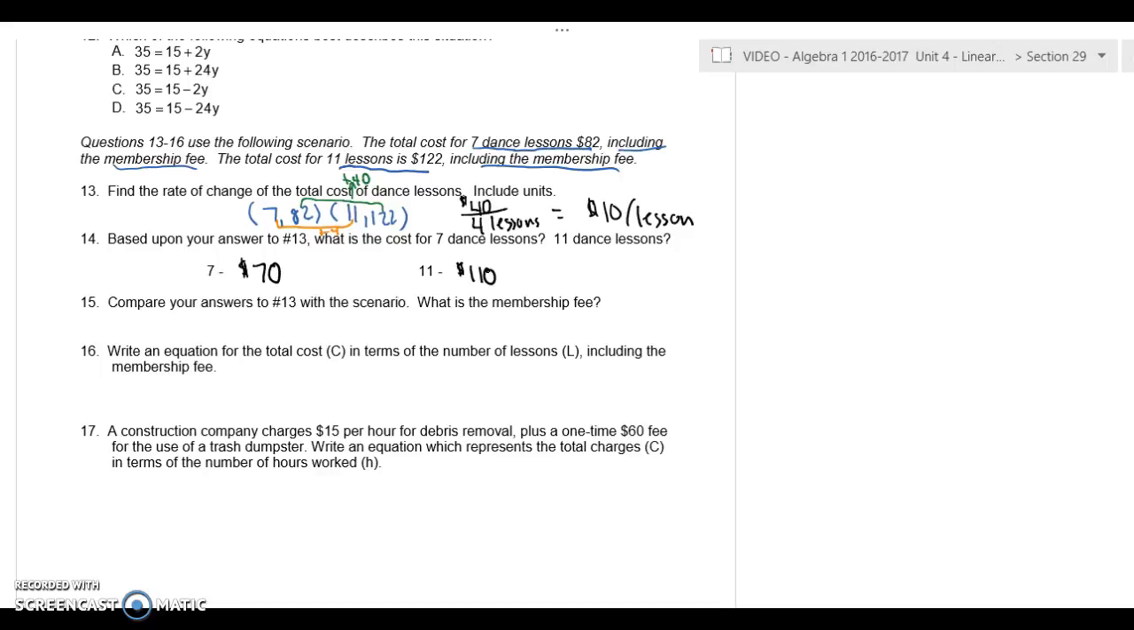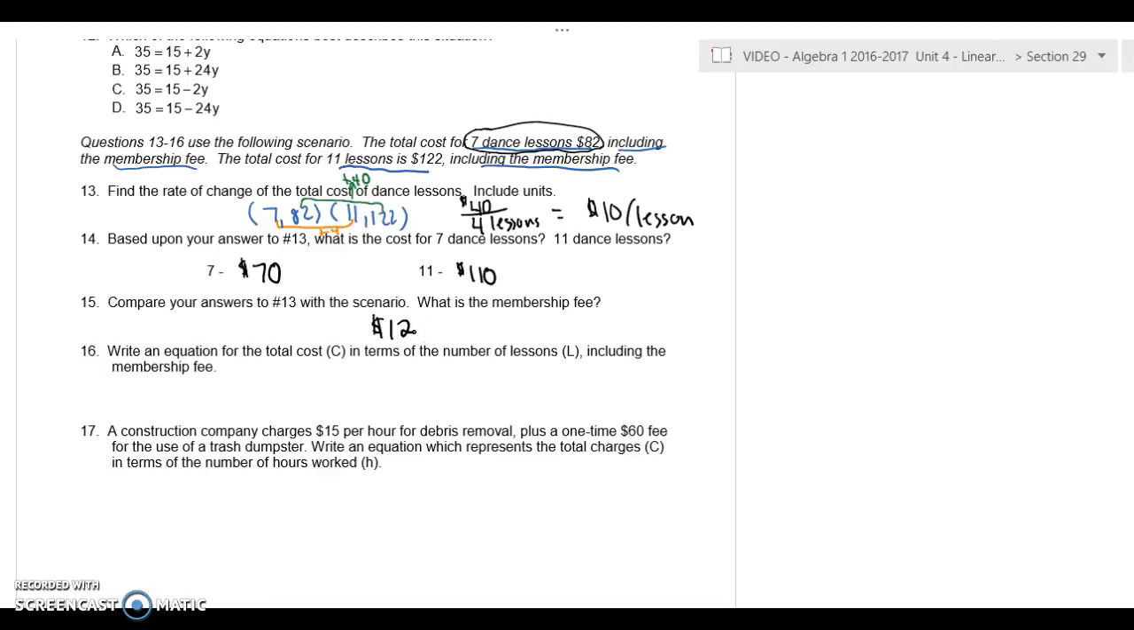We paid the cost of the lesson plus the membership fee. Well, the membership fee would be the difference between what we actually paid and the cost for the lessons. So we're looking at this particular point here, 7 and 82. We actually only paid $70 for the lessons. We paid an extra $12. And if we did the same with the 11 lessons, we paid $122. We should have paid $110, but we had that membership fee tacked on. So based on that, it looks like the membership fee is the difference between the two.